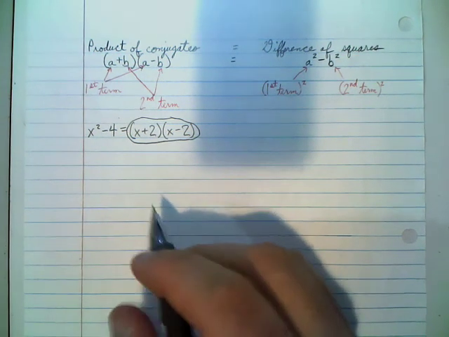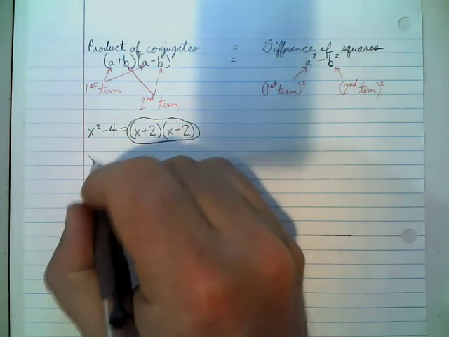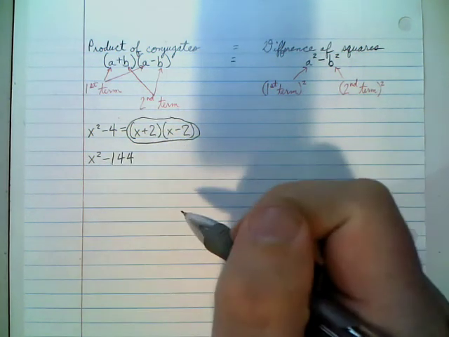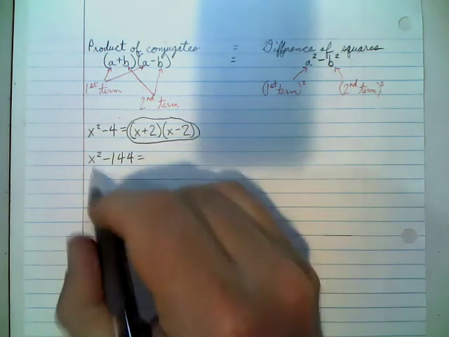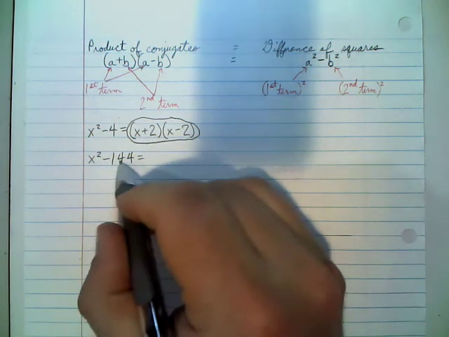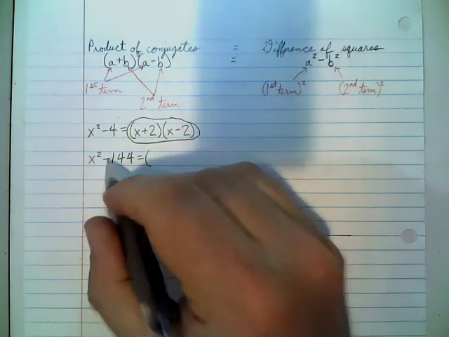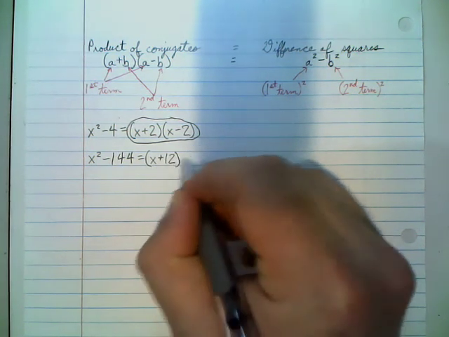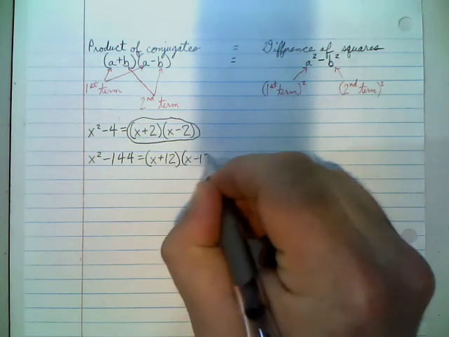All right, let's take a look now at what if I have x squared minus 144. So this is the square of x. This is the square of 12. And so since we're subtracting them, this will be x plus 12 times x minus 12.